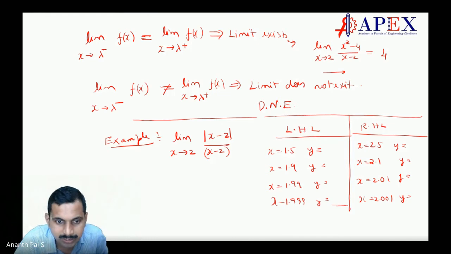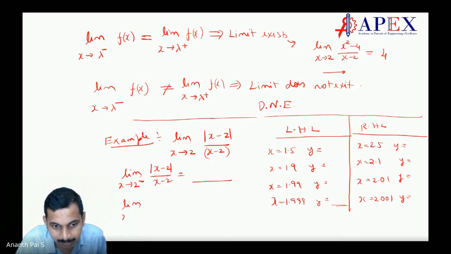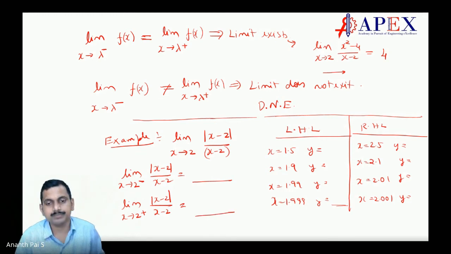What is the limit x tending to 2 minus, the left hand limit, of magnitude of x minus 2 divided by x minus 2? What is the value you are getting? Similarly, tell me, limit x tending to 2 plus of magnitude of x minus 2 divided by x minus 2, what is the value you are getting? Tell me that.